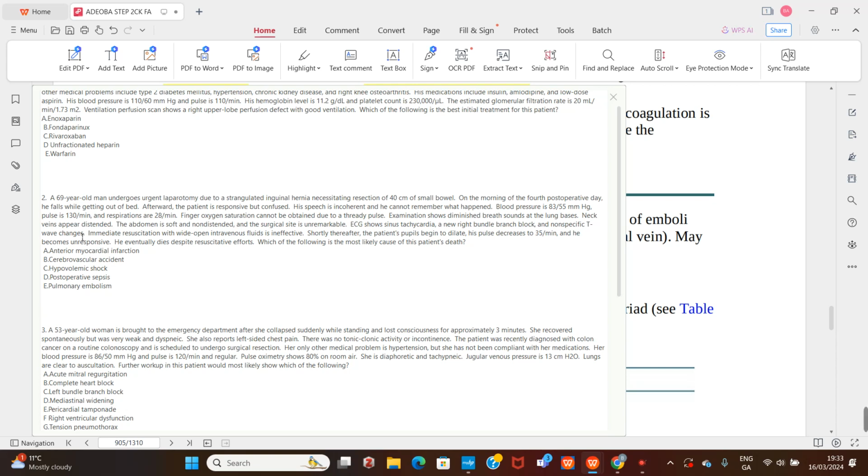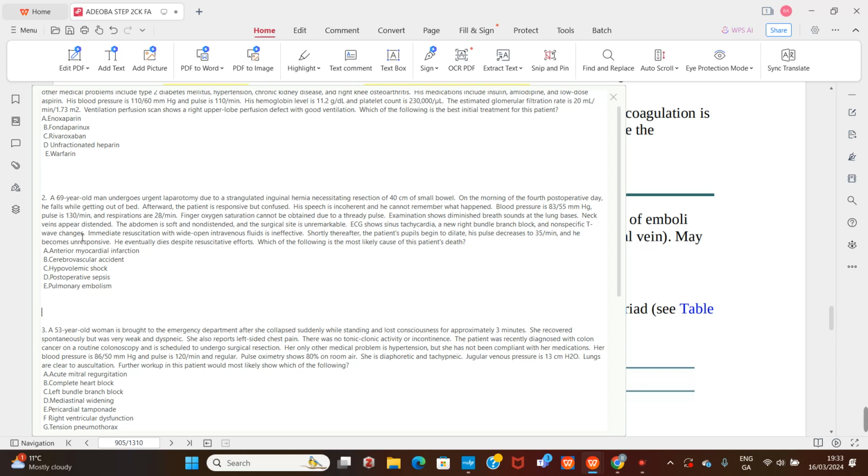Abdomen is soft and non-distended. The surgical site is unremarkable. ECG shows sinus tachycardia, a new right bundle branch block, non-specific T-wave changes. Immediate resuscitation with wide open IV fluid is ineffective. Shortly after, the patient's pupils began to dilate, his pulse decreased to 35, and he became unresponsive. He eventually dies despite resuscitative efforts. Which of the following is the most likely cause of this patient's death? Massive pulmonary embolism.